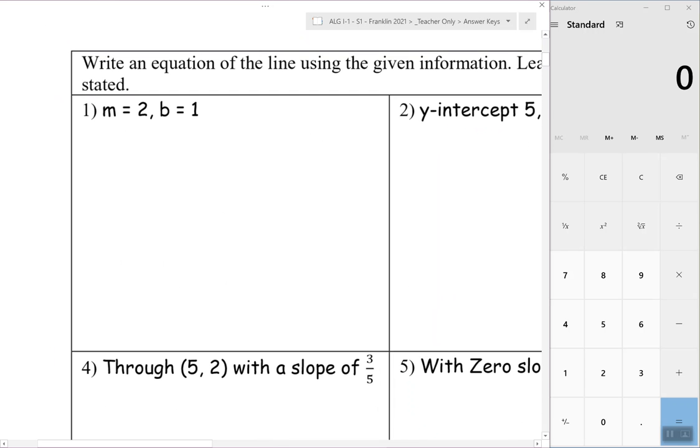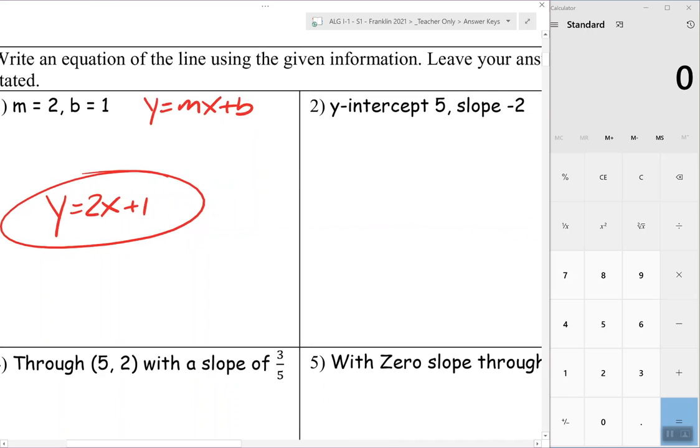So first one says m equals 2, b equals 1. Pretty straightforward. M is the slope, b is the intercept, and remember we want slope-intercept form, which is y equals mx plus b. So that is just y equals 2x plus 1. And there's your answer there.